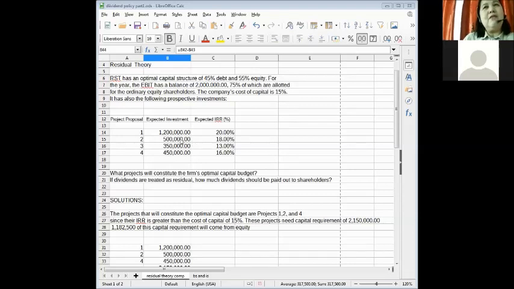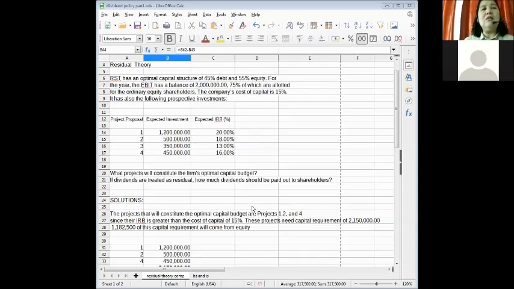In my example, I have here apat na project, 1, 2, 3, 4. The expected investment, imagine, ang investment ng number 1 ay 1,200,000. Yung isa naman ay 500,000. Yung isa naman ay 350. Yung isa naman ay 450. So imagine more than 2 million yan. Ang return naman na napoporsee ng isang company, for number 1, 20%. For number 2, 18%. For number 3 is 13%. And 16% for number 4.